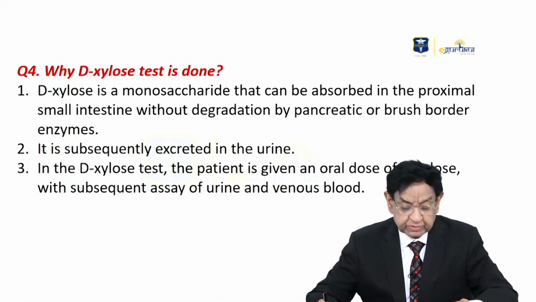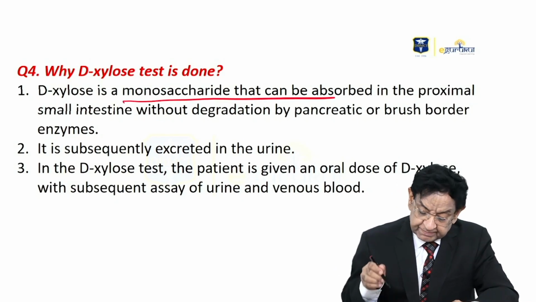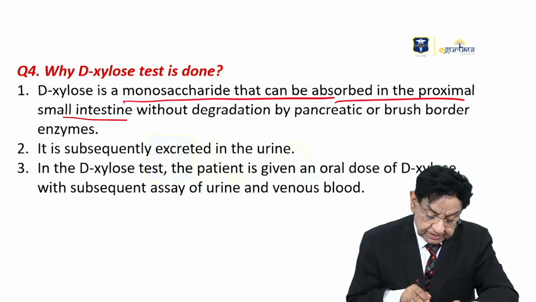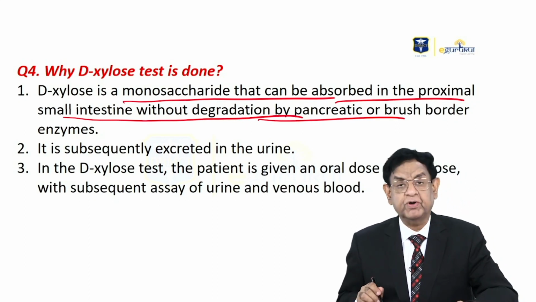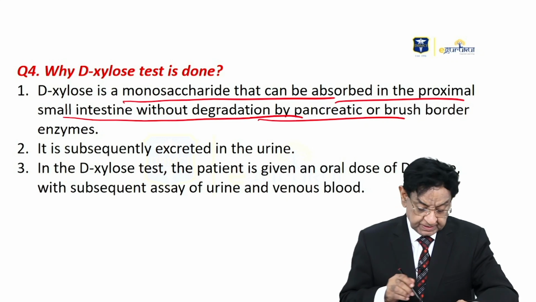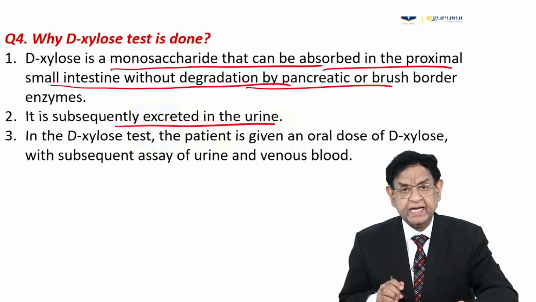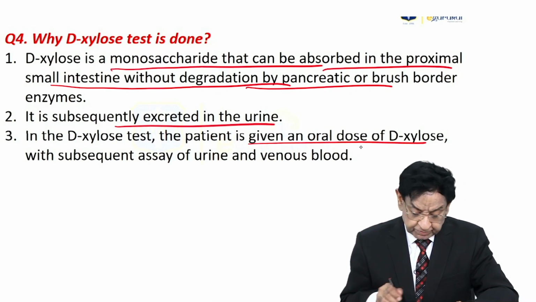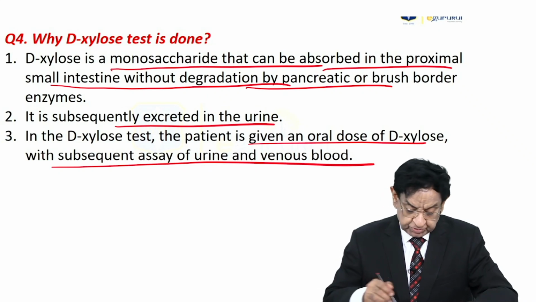Why is the D-xylose test done? It is a monosaccharide that can be absorbed in the proximal small intestine without degradation by pancreatic or brush border enzymes. Subsequently it is excreted in the urine. In the D-xylose test, the patient is given an oral dose of D-xylose and subsequent assay of urine or venous blood is done, usually by urine.